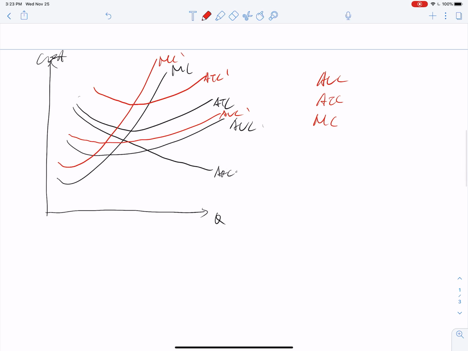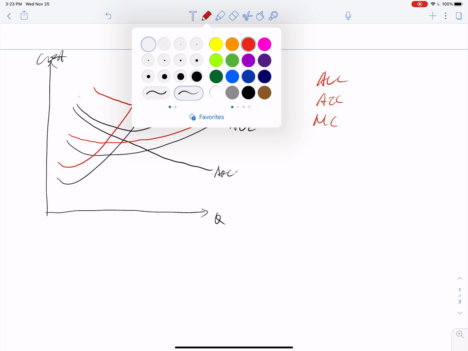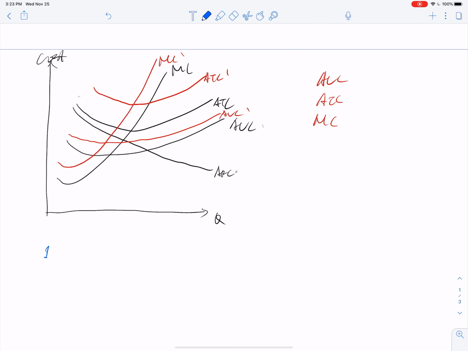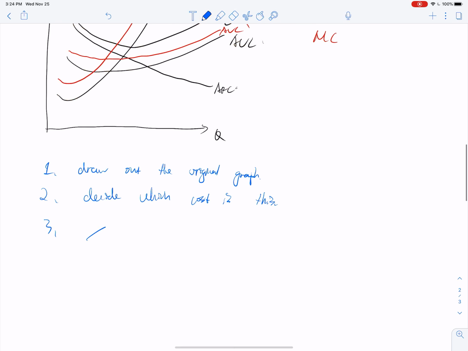Okay, so let me summarize the steps when we're trying to draw the graphs or see which curves are affected. When you read the question, you first draw the original graph. This is the easiest step. And you secondly decide which cost this is. You may have two answers, right? If it's a fixed cost, then which curves are affected? Well, the average total cost curve is affected, right? The average fixed cost curve is affected, right?